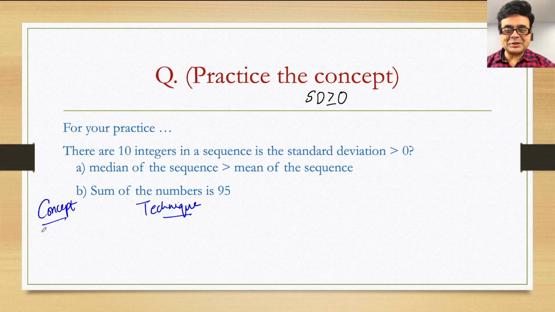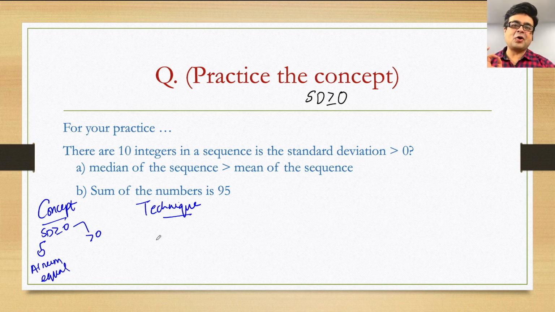As we know, the concept is that standard deviation is always greater than or equal to 0. It is 0 only when all numbers are equal, and it is greater than 0 the rest of the time. The technique to solve questions like this is to determine if all numbers are equal or if any two numbers are different. So if you are able to figure out that the numbers are different, you don't need to really know what the numbers are and what their actual values are. As long as you know that the numbers are different, you know that the standard deviation has to be greater than 0, answering the question uniquely.